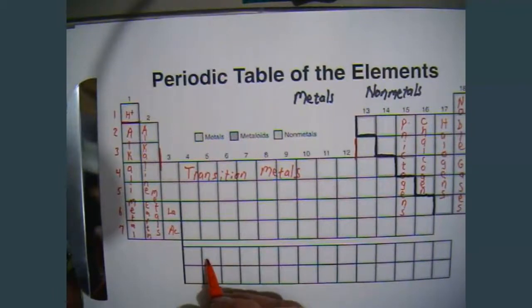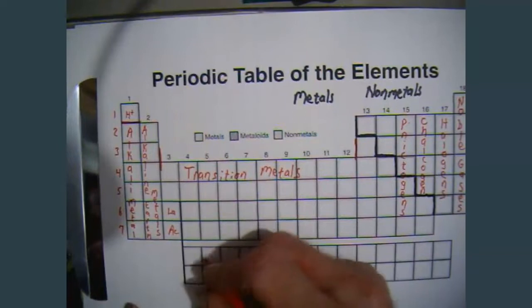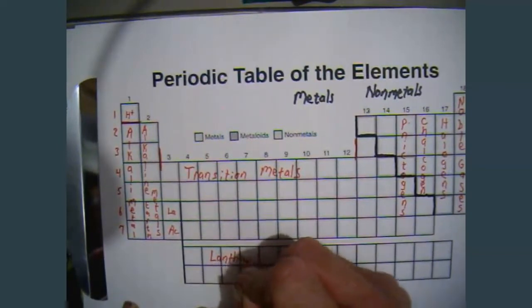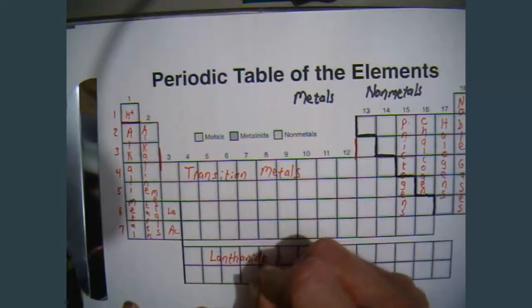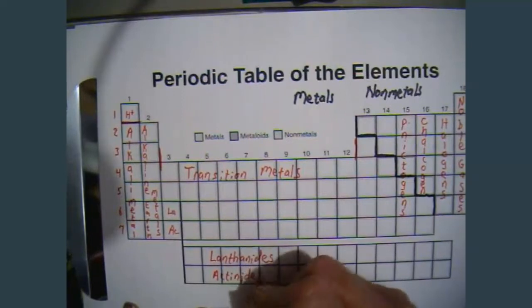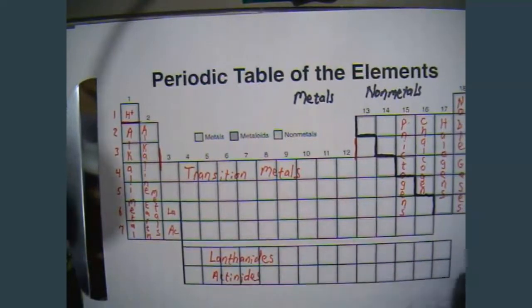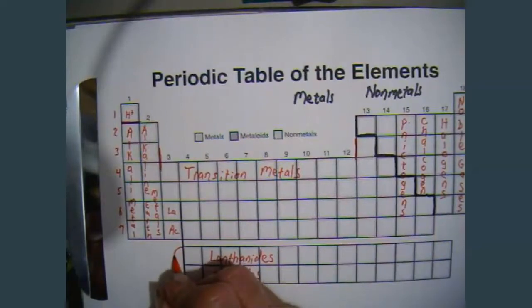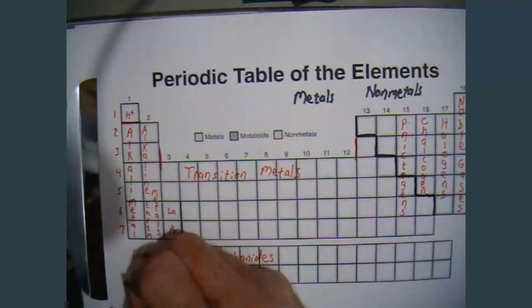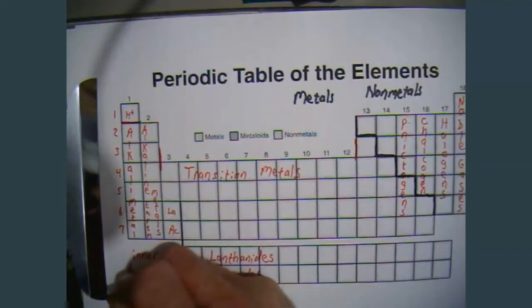These are called the lanthanide series and the actinide series. So these are the lanthanides, and these are the actinides. Collectively these are known as the inner transition elements.